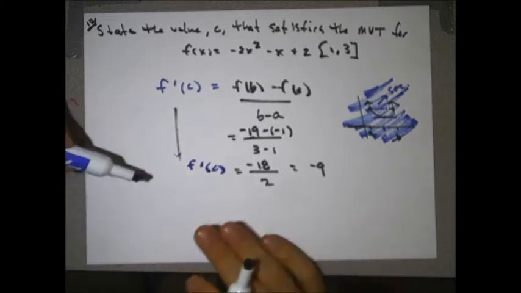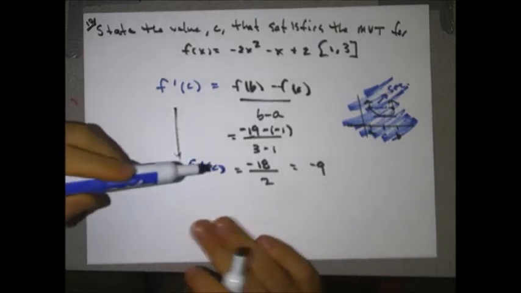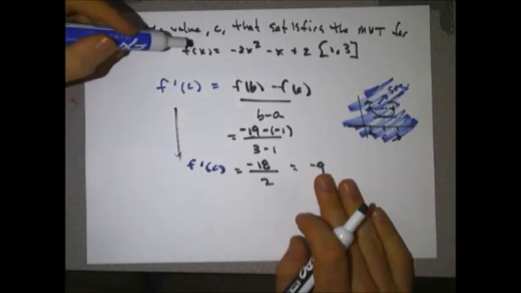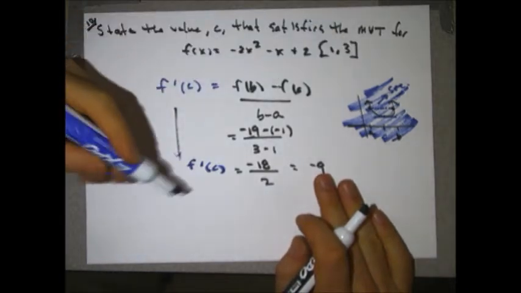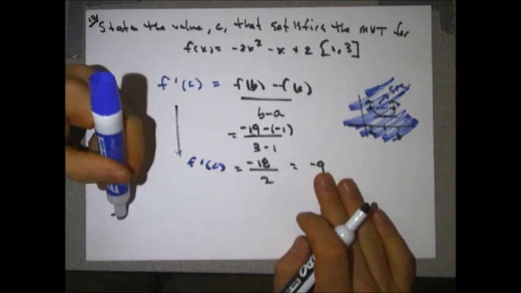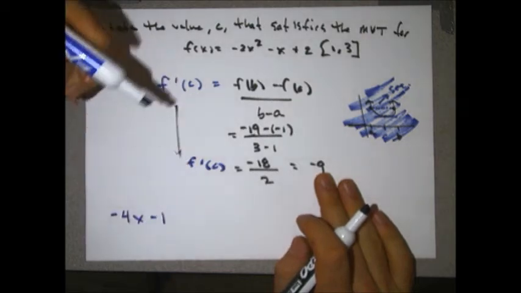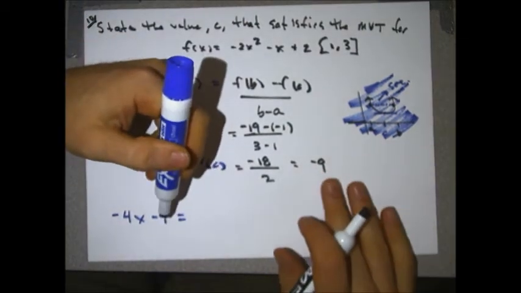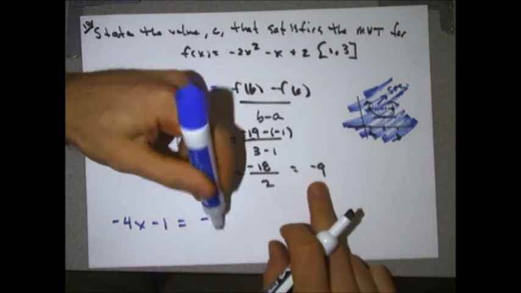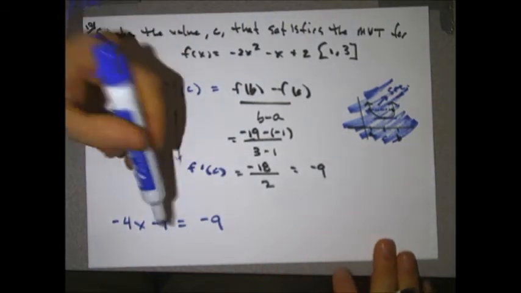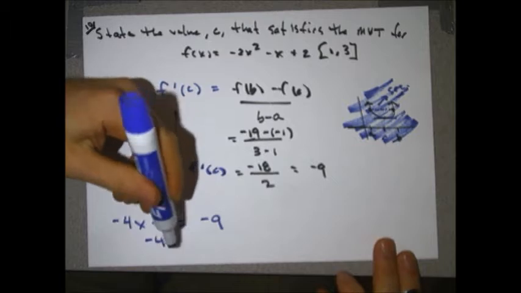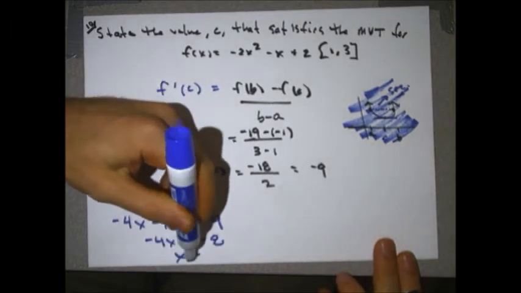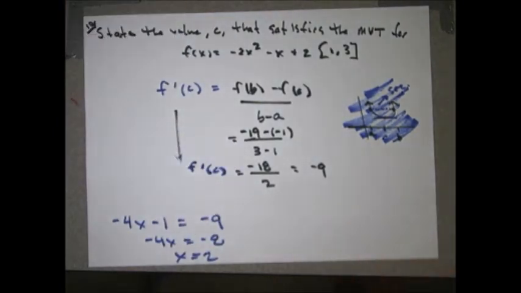Well, if I want to find what c is, and I want f prime of c being this, I need to find f prime. Well, f of x is this. In other words, find the derivative. So f prime would be negative 4x minus 1, and I want to set this equal to what I just said it should be, negative 9. Going through and solving, I add 1. Negative 4x is equal to negative 8. X is equal to 2. And that is choice D.